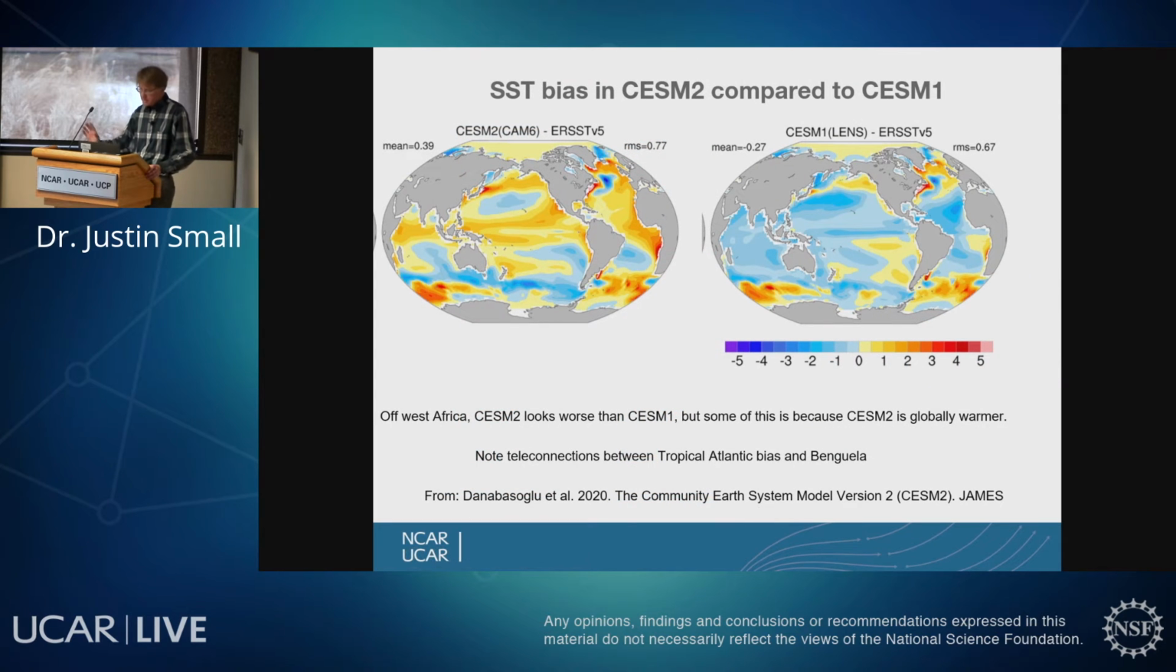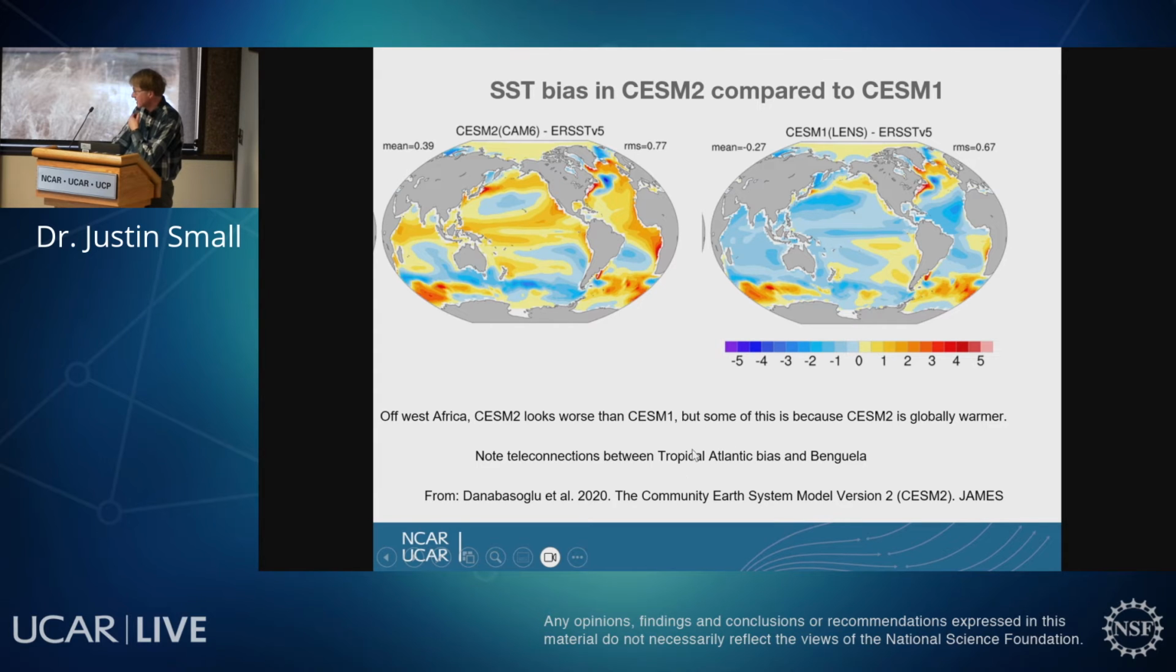And moving to CSM2, things didn't get better for this particular issue of how well the SST is represented compared to observations. So this is CSM2 SST minus observations. So it's kind of warm in the whole tropical Atlantic, and it's highlighted in the Benguela region. This was CSM1. It was a little bit better, not such a warm bias.